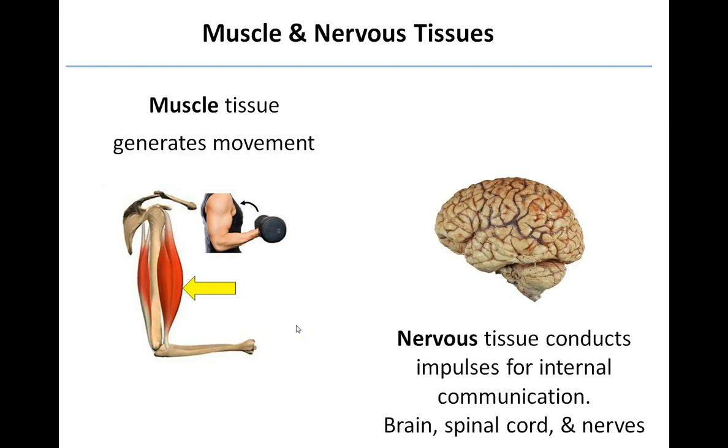Nervous tissue is all about the rapid communication of information in the body. Nervous tissue conducts impulses, or what they're actually called, action potentials, that allow internal communication and coordination of various body activities. These are found in particular abundance in structures such as the brain, spinal cord, and nerves.